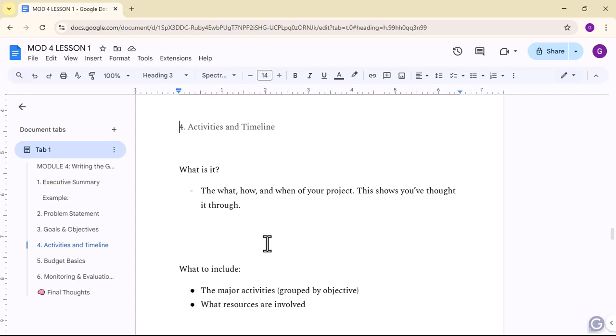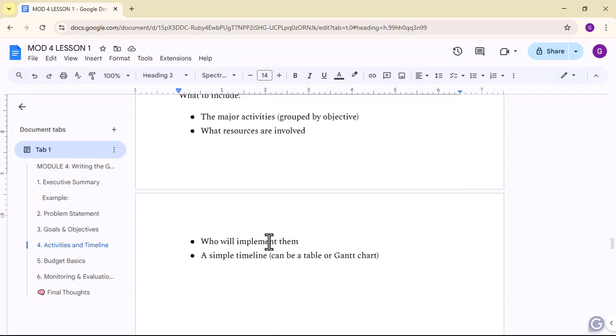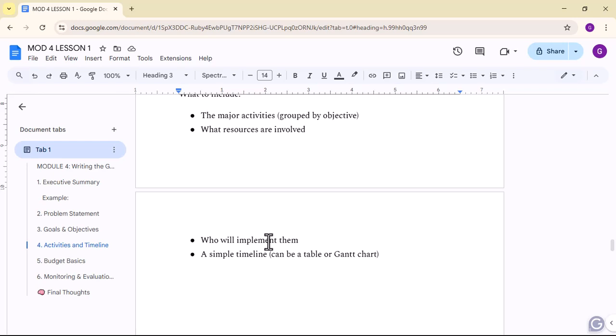And also you want to include a simple timeline. It can be a table or a Gantt chart, right? So just a table will do. I'm going to share some of the things that I've worked on in the next lesson so that you'll be able to solidify your learning in this particular training.